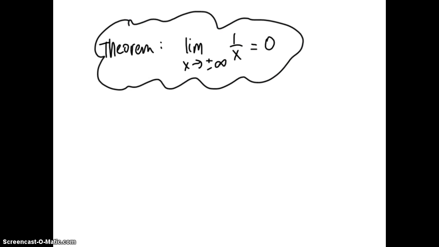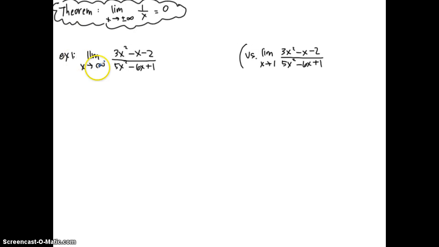So now this is what I'm going to use in order to prove this limit right here, to see if a rational function, this one right here, 3x squared minus x minus 2 all over 5x squared minus 6x plus 1, has a horizontal asymptote or not. And we are going to prove it by using this theorem that we just learned. Now please take note that this is the difference.